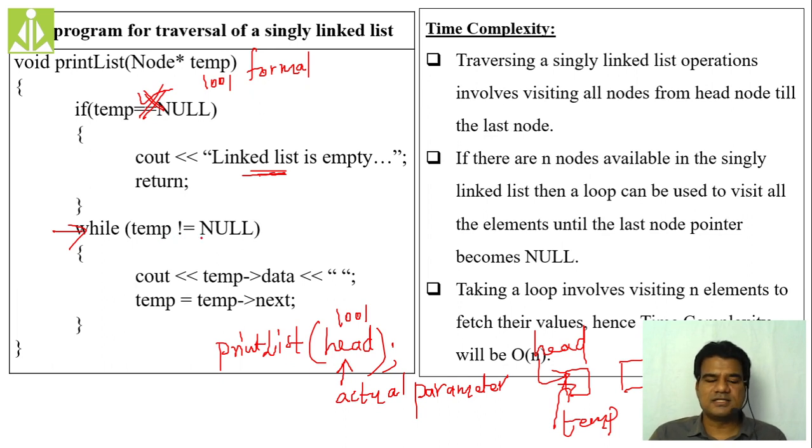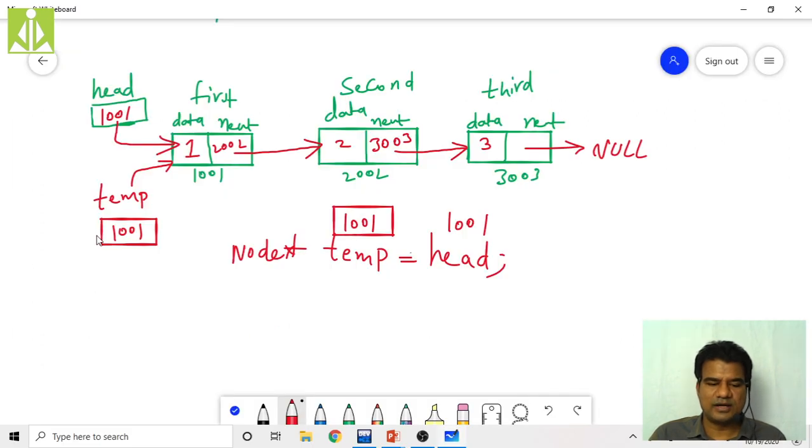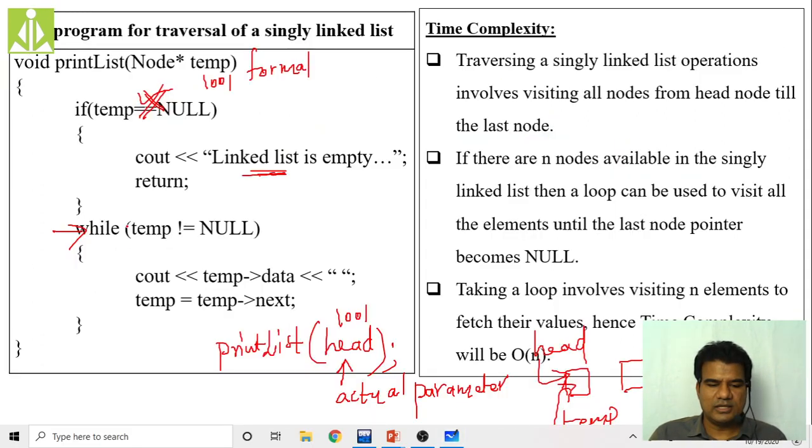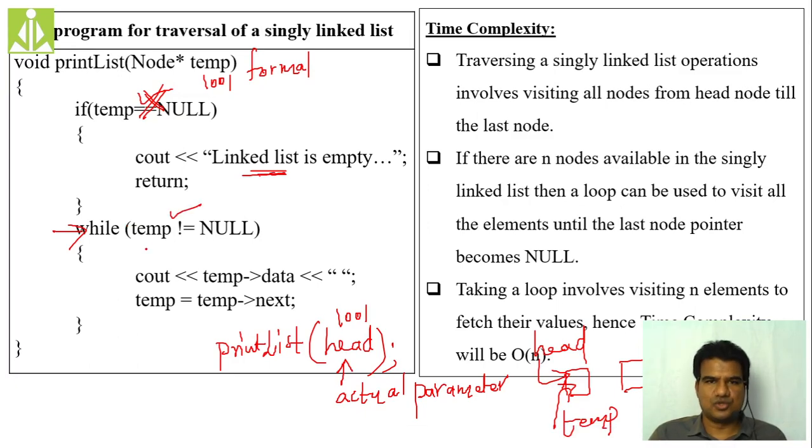In the first case, temp is not equal to null, isn't it? Temp is holding some value, as you can see over here. Temp is holding 1001, so temp is not null. So in the first iteration, the condition is true.